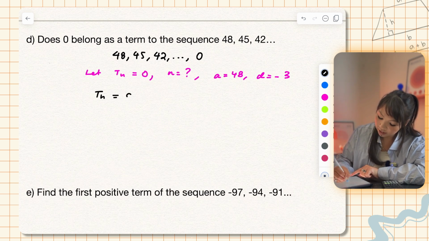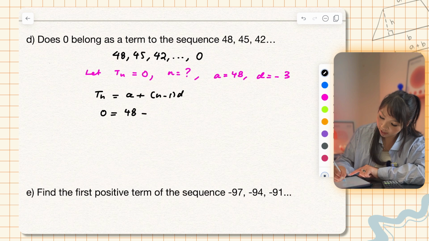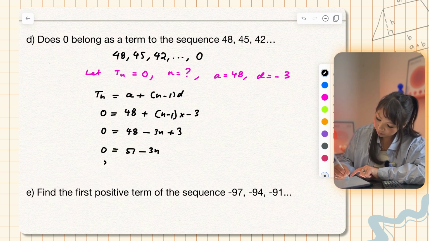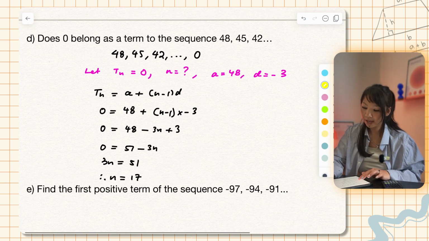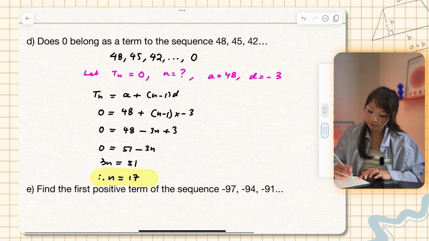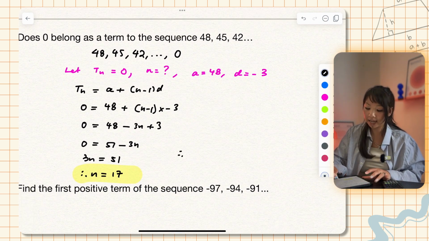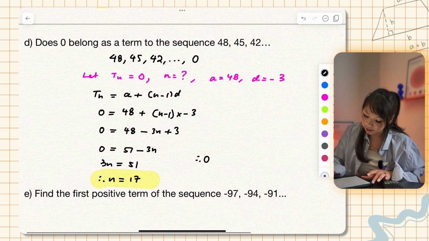So if we plug it in, Tn equals a plus n minus 1 d, we get 0 equals 48 plus n minus 1 times -3. 0 equals 48 minus 3n plus 3. 0 equals 51 minus 3n. 3n equals 51, so n equals 17. Beautiful. So the fact that we did indeed end up with a whole number term for n, it means that 0 is a term in the sequence.